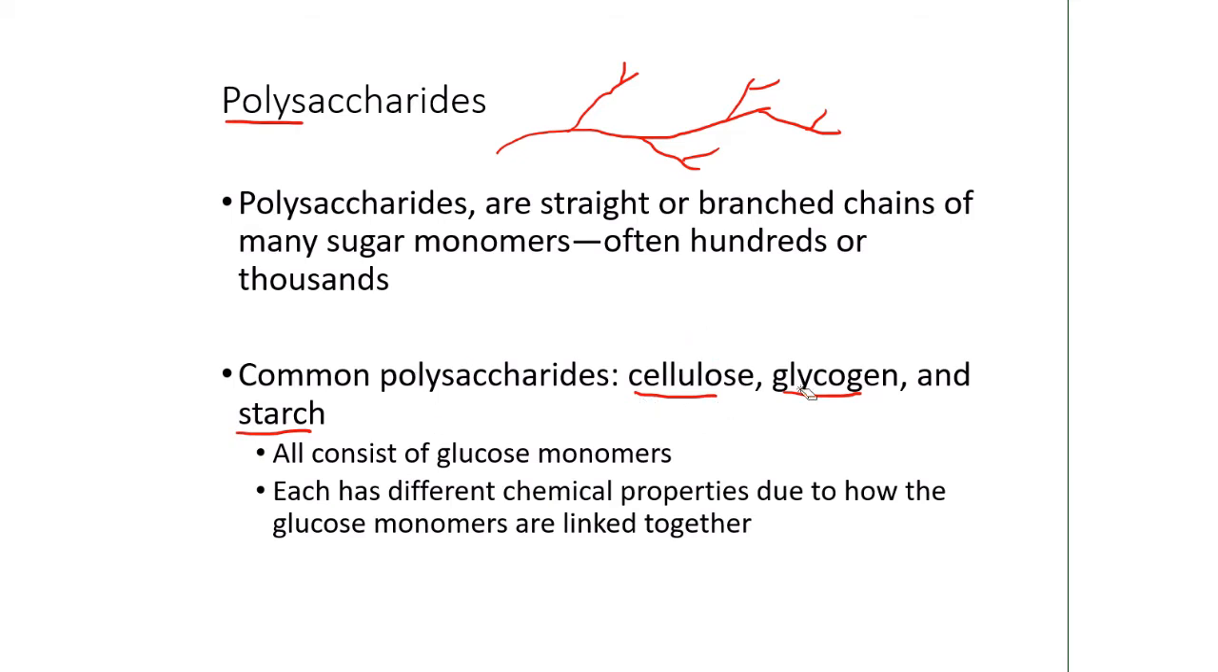All of these, the cellulose, the glycogen, and the starch, are made up of glucose monomers, and each one of them has different chemical properties, and that's because the glucose in them is connected differently.